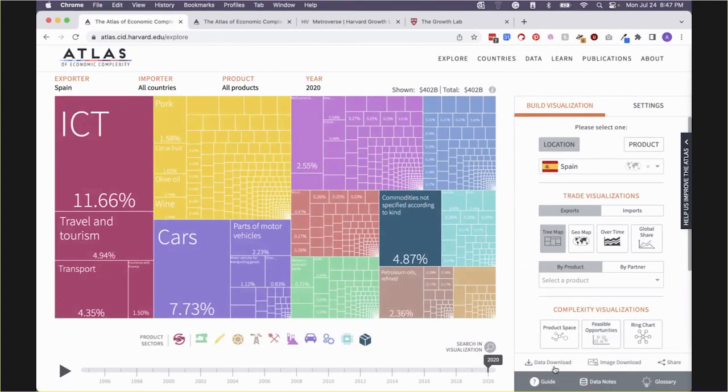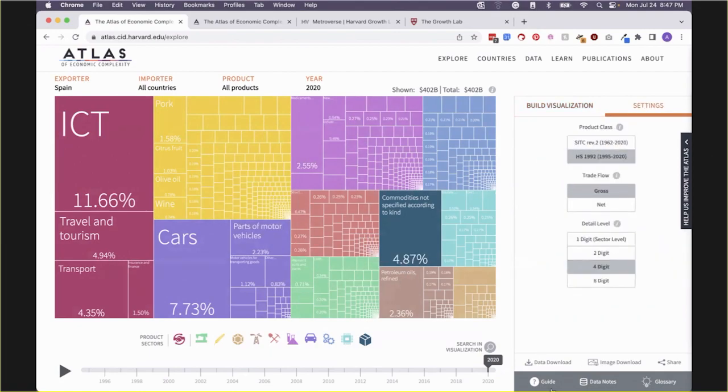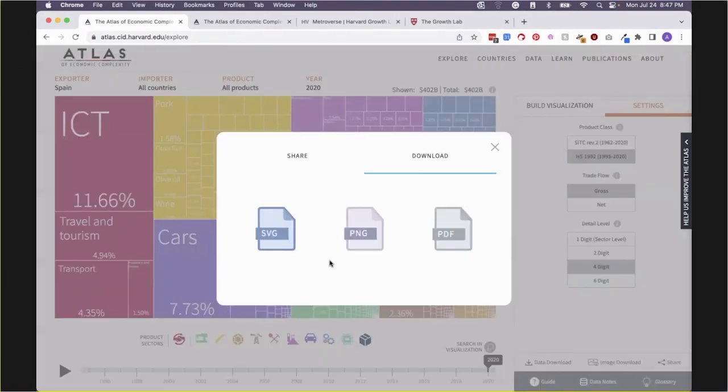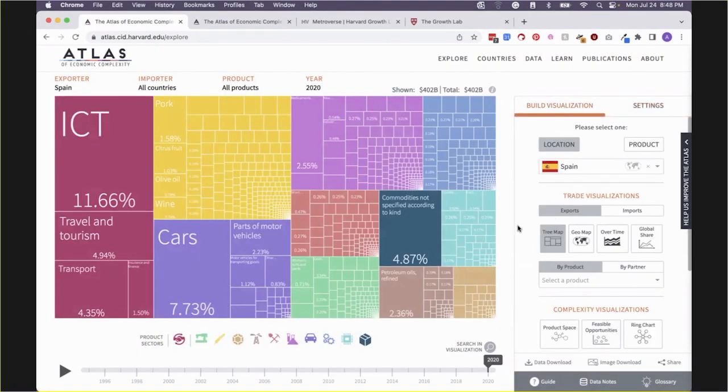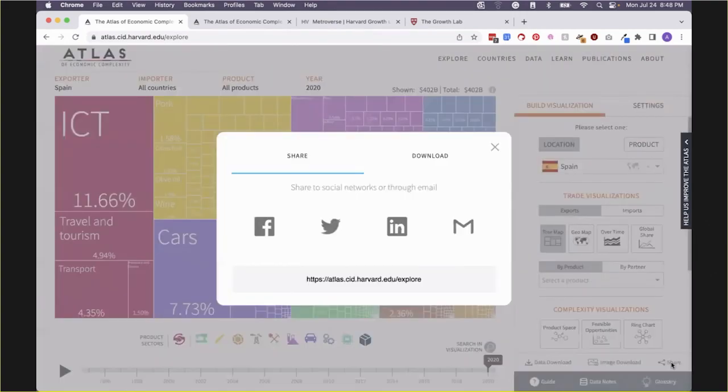Exactly. So just down here in the Explore section, data download will download, of course, the Comtrade data that builds this visualization. Whatever settings you apply here will be reflected in your data download, and then image download gives you options for downloading the image. And then share, would that allow for embedding and sharing on social? Exactly. Yep, social. Great.